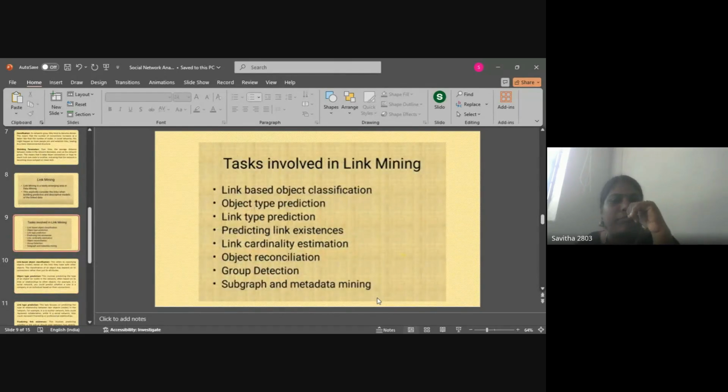So these are the different tasks involved in link mining. One is link based object classification, then object type prediction, link type prediction, predicting link existence, link cardinality estimation, object reconciliation, group detection, subgraph, and metadata mining.